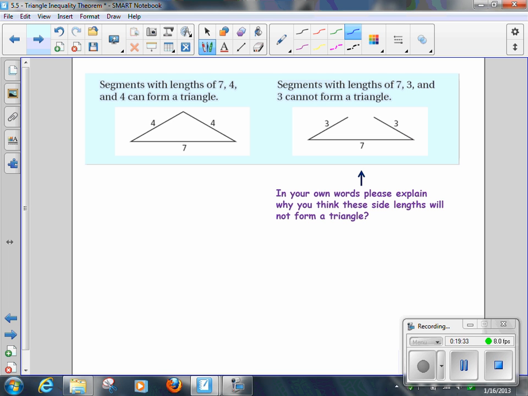If I were to fold those 2 sides all the way flat, then 3 would be about right here, wouldn't it? And then this 3 would fold down to about right there. What would be left right here? 1 inch right there. That gap would be there. So they won't form a triangle.